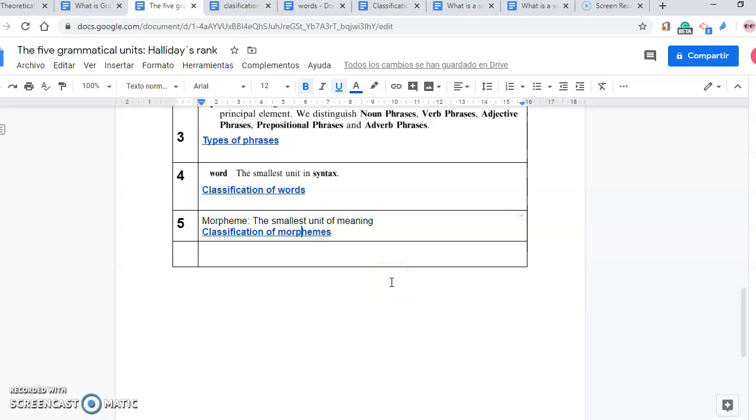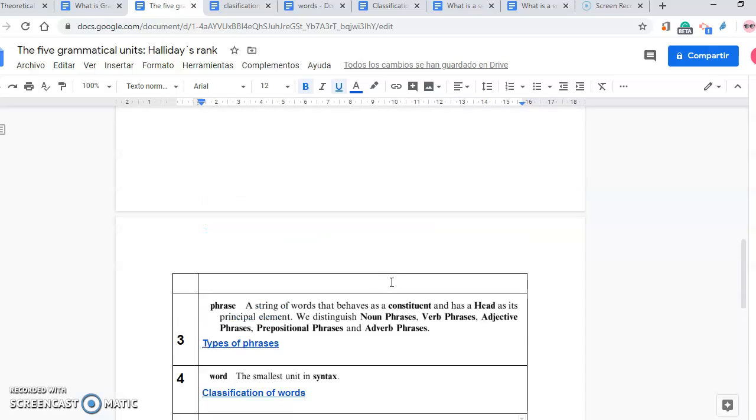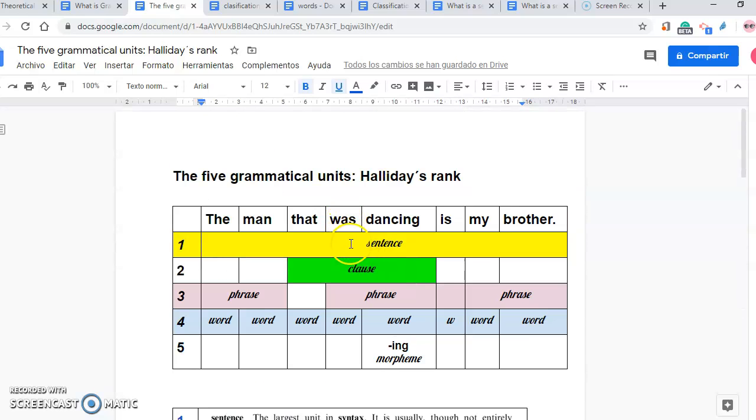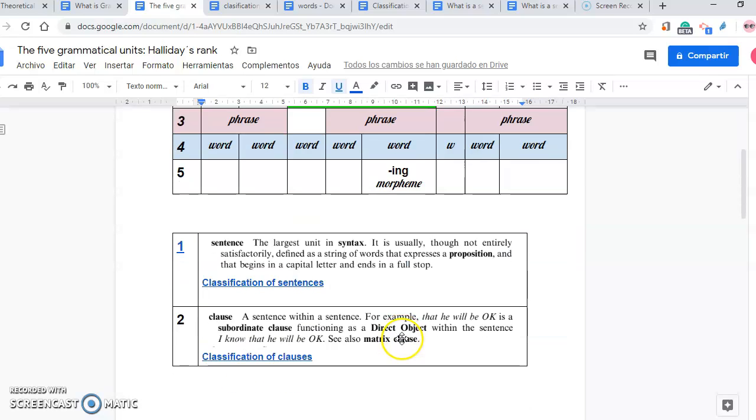So what we are going to do when we analyze sentences is precisely go into the classification of sentences, clauses, phrases, words, and I don't know if we are going to work much with morphemes, but up to these four layers of the rank are the ones we are mostly going to be working with. So what we are going to see now is syntax.